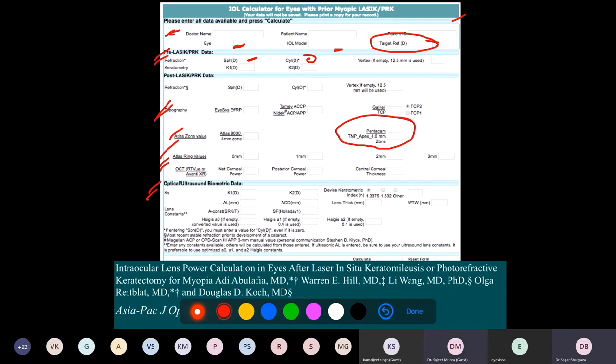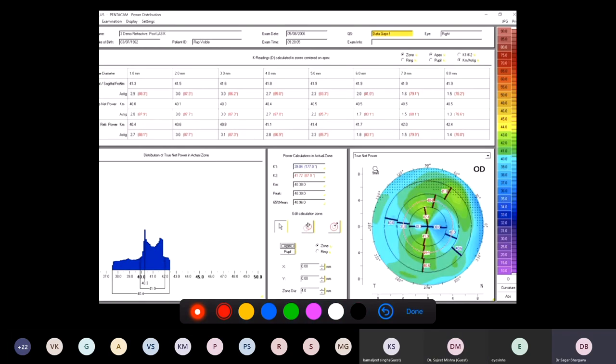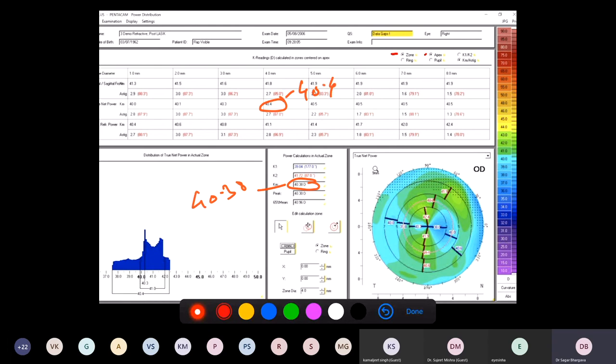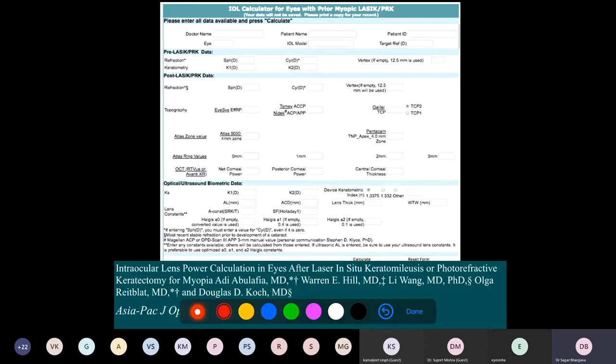Now what we enter from Pentacam is basically the true net power, which is the apex centered 4 millimeter zone. I'll show you that. So when you order a Pentacam, ask the optometrist who does the Pentacam to give you what is called the power distribution map. In this power distribution map, it should be apex centered and it should be zone. So you are not interested in ring, you are interested in zone, and you have to look at the 4 millimeter mean value of true net power. So this value is available and this is the value that you will take. This is what you will enter in this segment.